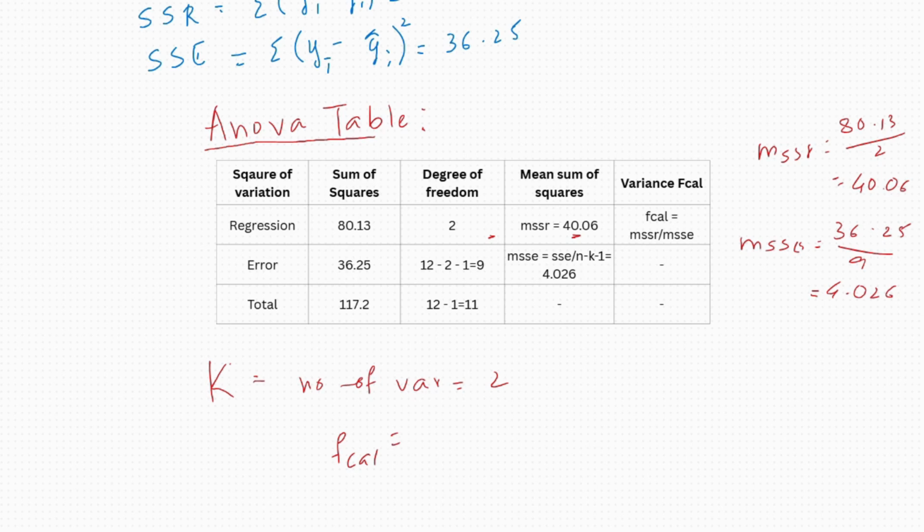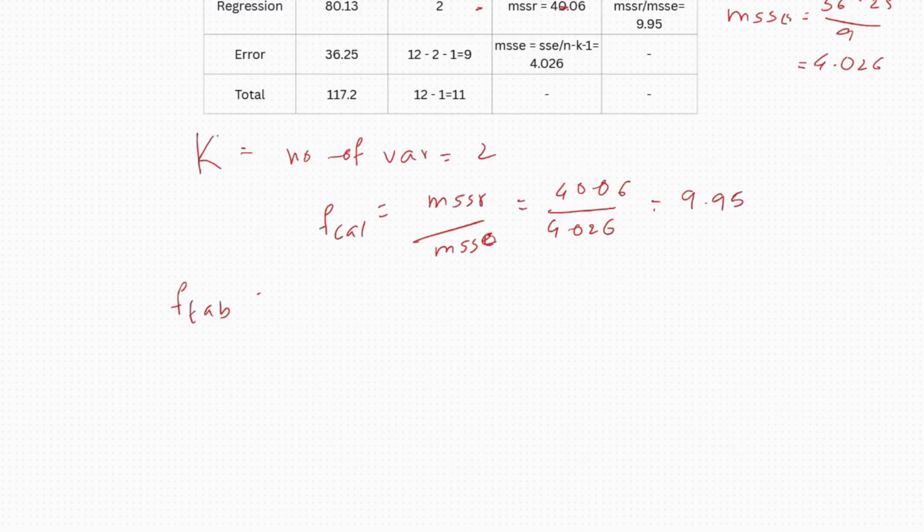F cal is calculated as MSSR by MSSE, which is equal to 40.06 by 4. Calculating this value, we get 9.95.